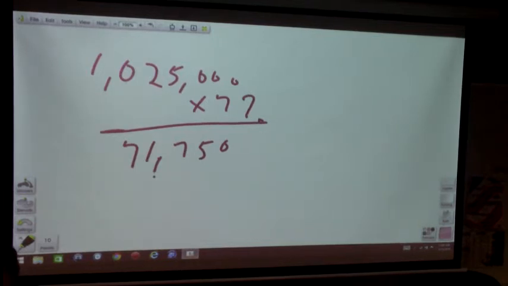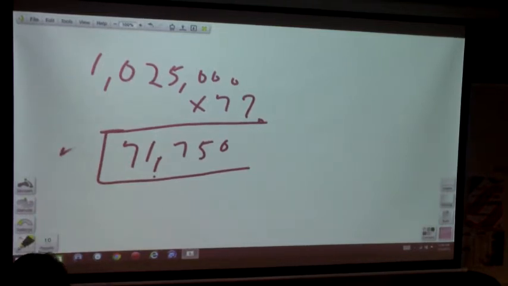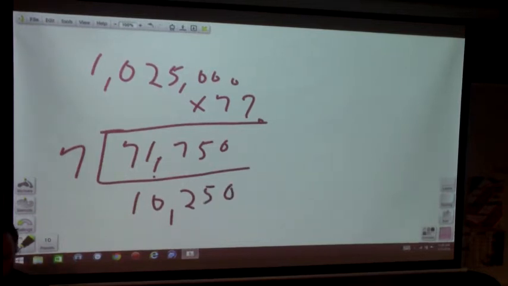And there are 7 parts. There's 4 parts and 3 parts. One's getting 4 parts, one's getting 3 parts, so there's 7 parts. We take that commission and we divide it by the parts to find out how much each part is worth. So we divide that by 7, which comes out to what? 10,250.